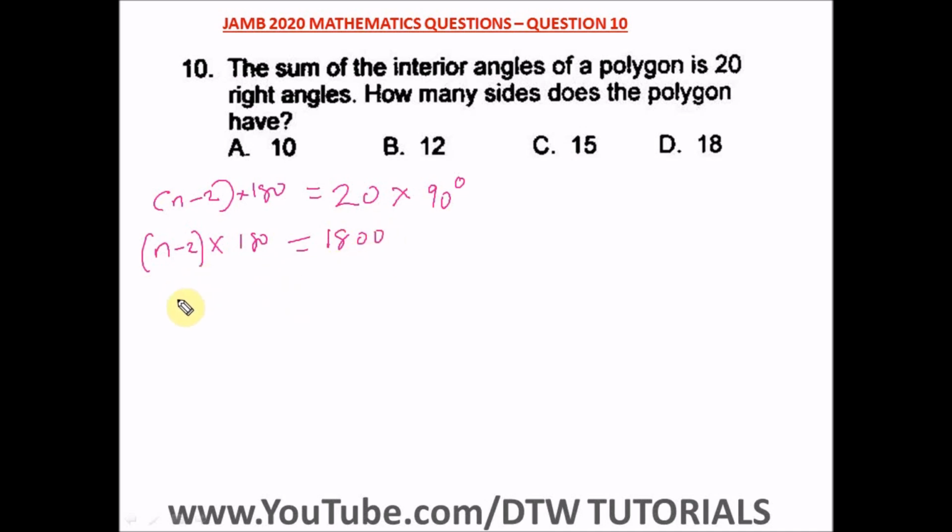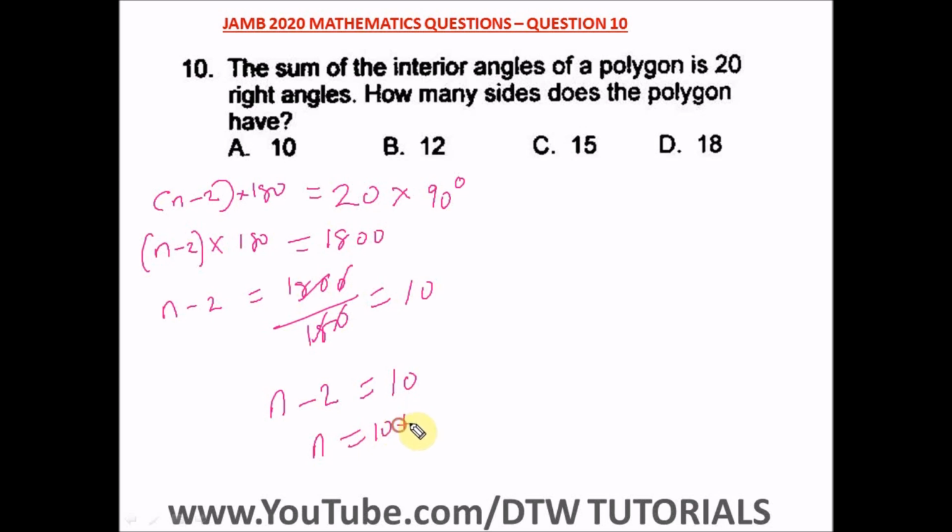So let's equate for this. We have n minus 2 is equal to 1800 over 180, which is equal to 10. So we have n minus 2 is equal to 10. Therefore n is equal to 10 plus 2. So n is equal to 12. So that is our B.